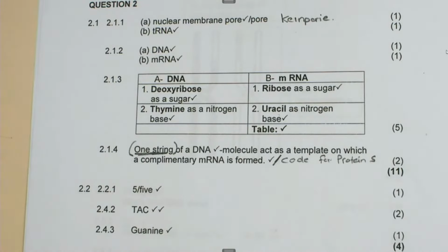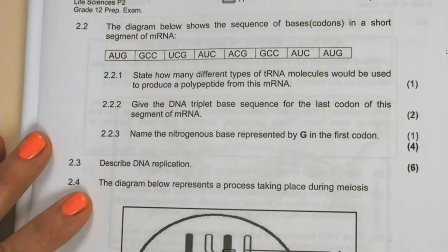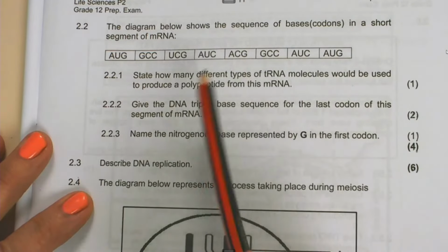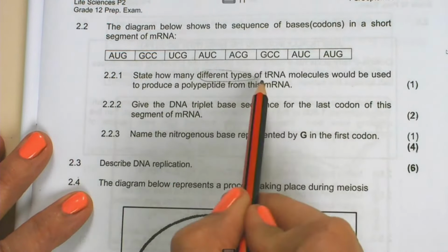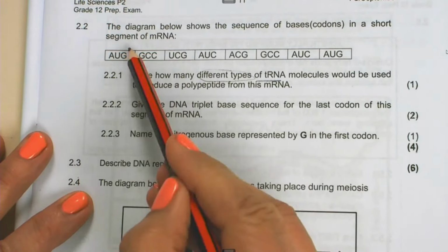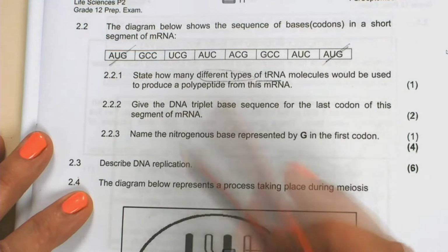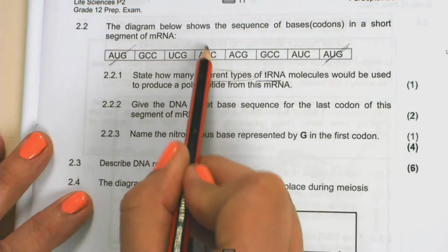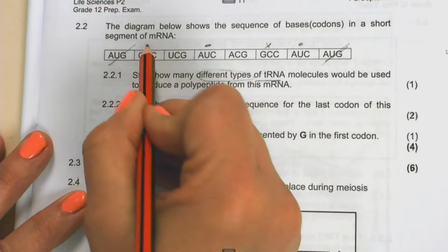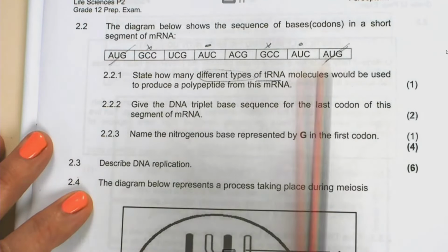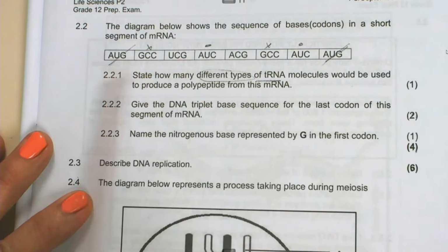Next question they ask, question 2.2.1: state how many different tRNAs there are. So there's one, and there's another one that is the same. So this one is the same, and this one is the same. Also this one and this one is the same. So at the end there's 1, 2, 3, 4, 5.